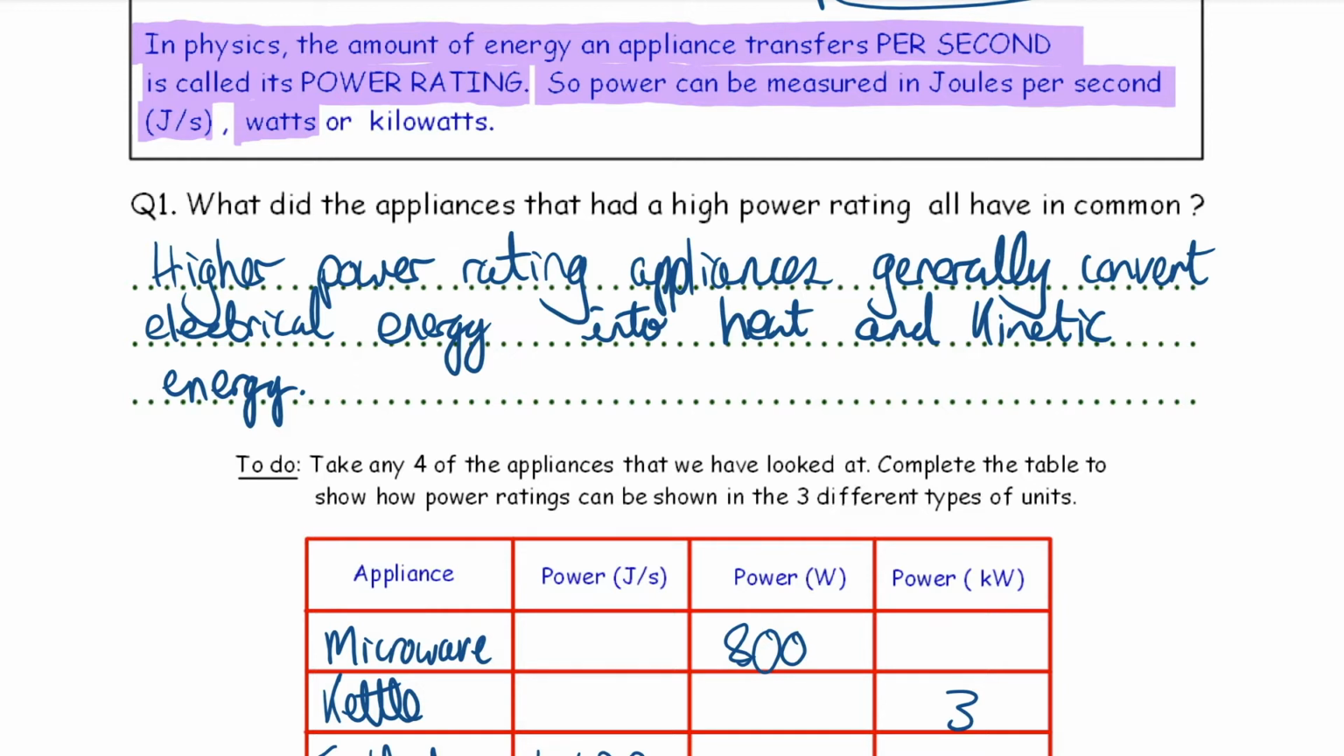Question 1. What did the appliances that had a high power rating all have in common? Well, if you think of the kettle and the washing machine and the tumble dryer, they all produced heat. But you'll also find an appliance that produces heat and movement or kinetic energy, they generally produce the most energy, or transfer the most energy per second. That's why they have the highest power rating.